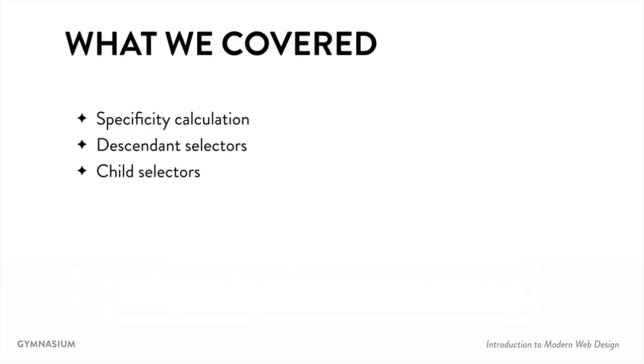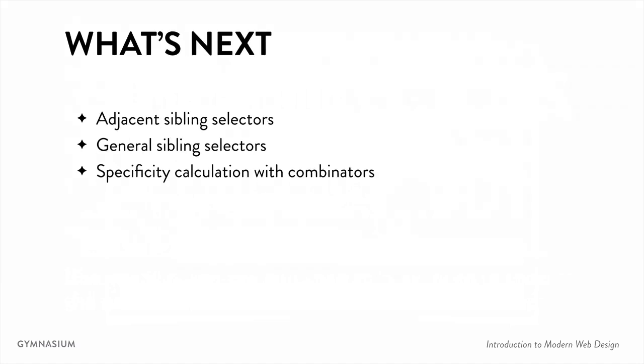So in this chapter, we talked a little bit about specificity calculation, descendant selectors, and child selectors. In the next and final selection-based chapter, we're going to look at adjacent sibling selectors, general sibling selectors, and specificity calculation with combinators like these.